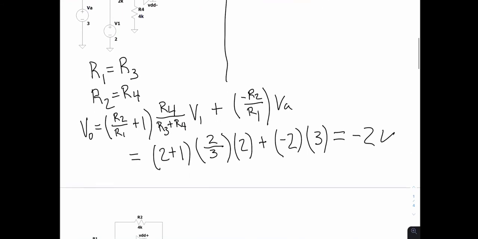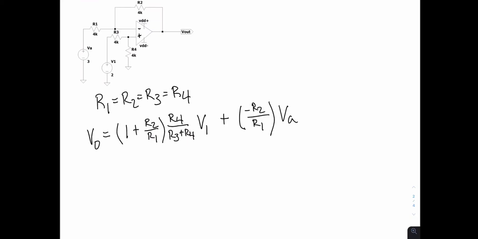Another trick when simplifying these is if R1 is equal to R2, which is equal to R3, which is equal to R4, with all four resistors equal. In this configuration, you're going to have Vout is going to equal 1 plus R2 over R1 times R4 over R3 plus R4 times V1 plus negative R2 over R1 times VA.